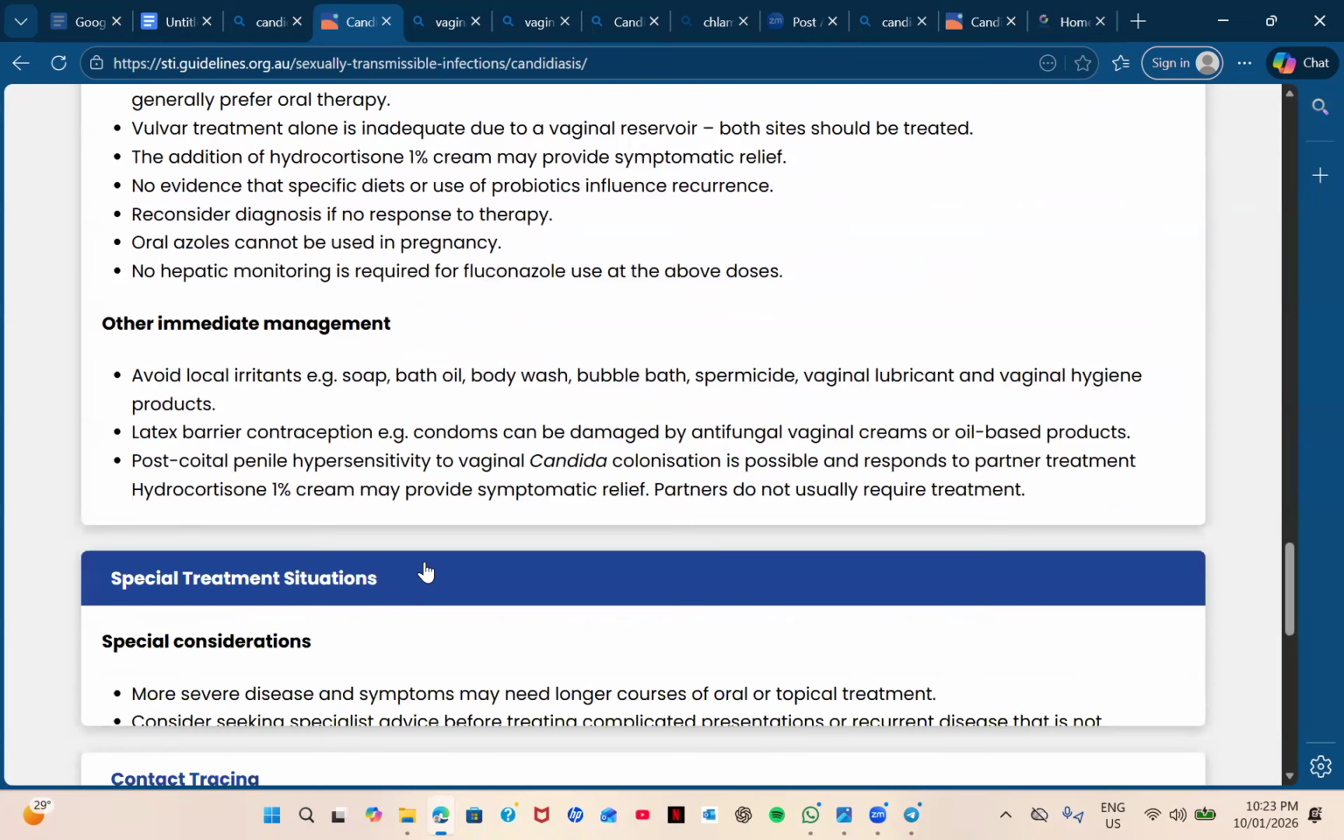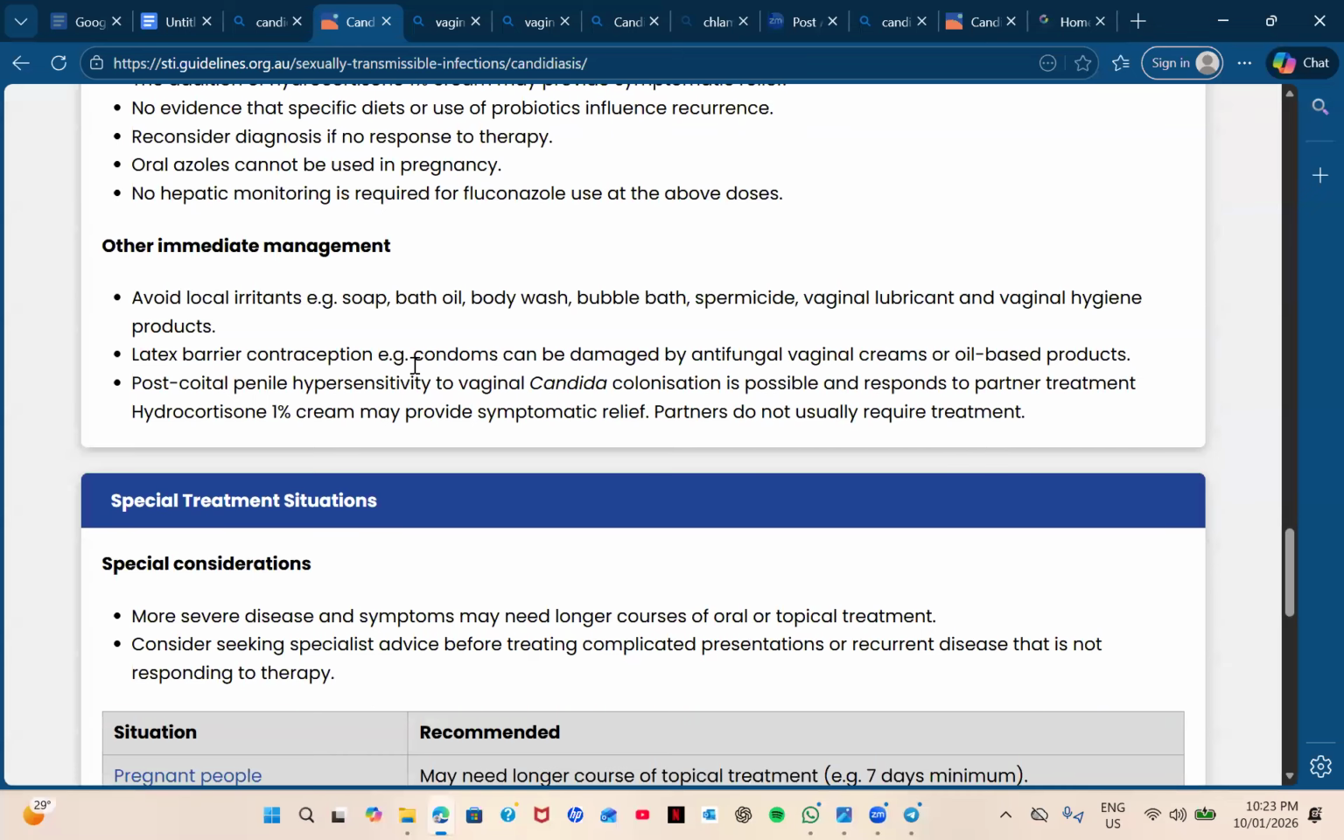What are the other immediate management steps? Avoid local irritants like soap, bath oil, body wash, bubble bath. We should avoid irritants, right? Latex barrier contraceptives, for example condoms, can be damaged by antifungal vaginal cream or oil-based products. Postcoital penile hypersensitivity due to vaginal candida colonization is possible, and in response to partner treatment, hydrocortisone 1% cream may provide symptomatic relief. Partners do not usually require treatment.